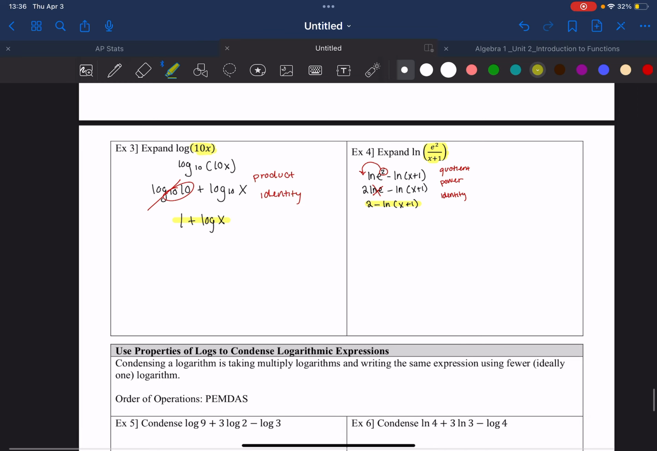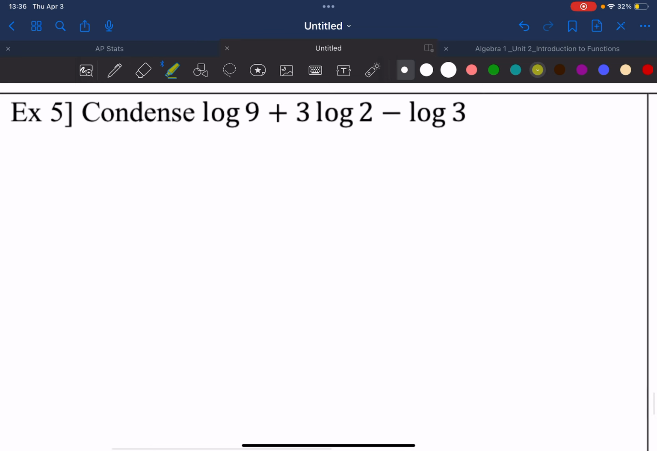Okay. Now we're going to look at doing the opposite. So notice that these are already expanded, so I'm going to have to do the opposite and condense them back up. When I condense them, if I have anything that can simplify further, I'm going to make sure to do that. So I'm going to pay attention to only the first 2 logs. Okay. So I have log of 9 plus 3 log 2.